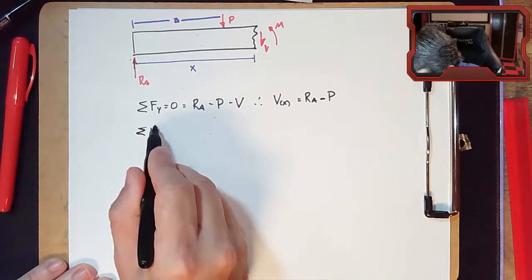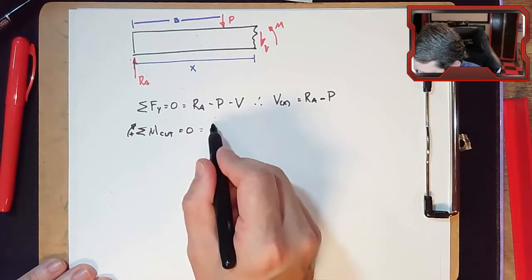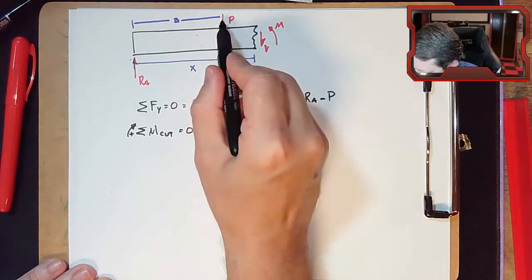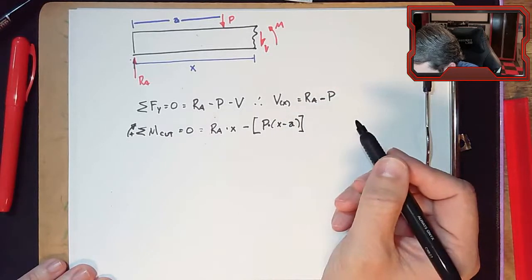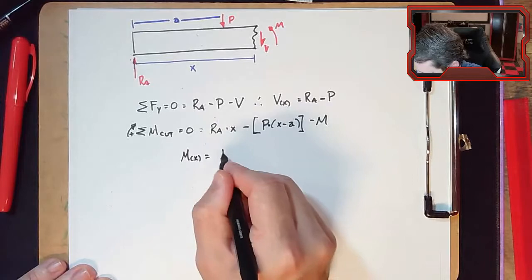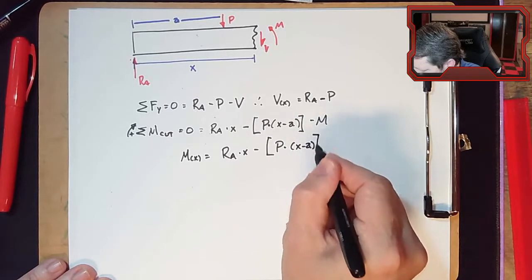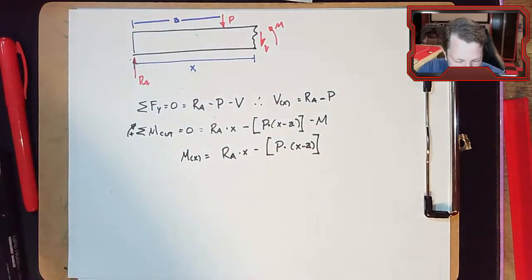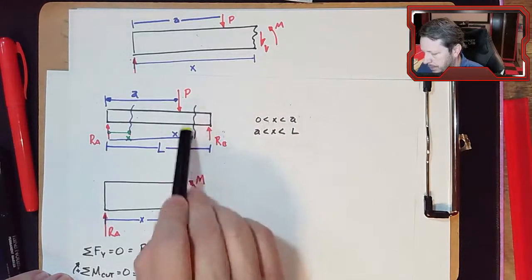Let's do the moment. RA times X minus P times this distance, which is X minus A. V does not go into that equation, minus M. We'll move M over to the other side, and M equals RA times X minus P times (X minus A). So I'm getting a little bit more complicated equation, but this equation would model the bending moment anywhere from the point load over to the end. So I would know the entire bending moment.